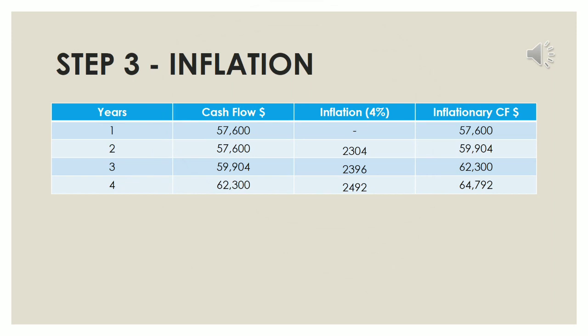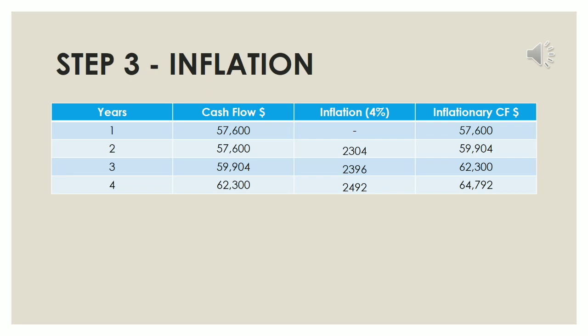Step 3, finding inflation. According to the inflation note, 4% will be applied to revenue, overhead costs and staff cost. This means inflation will be applied on the revenue generated through the year, which is 57,600. Guys, when you are calculating inflation, try to do that calculation through this chart method. The chart should include a year column, cash flow column, inflation column and inflationary cash flow column.